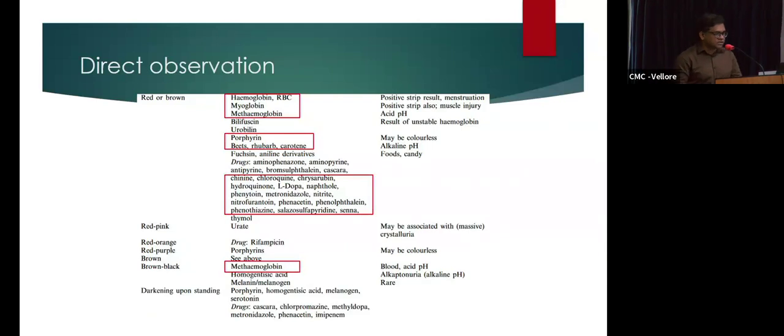So, direct observation: we all know the urine might be red because of a lot of things, like hemoglobinuria or hematuria, myoglobinuria or methemoglobinemia. I just highlighted those that come to our practice very frequently. Porphyrin and the diet, including beets and carrots, are what most patients present with as red urine. Other causes are drugs, including chloroquine, L-dopa, phenytoin, metronidazole, and nitrofurantoin. These are the most common drug-induced causes of red urine.